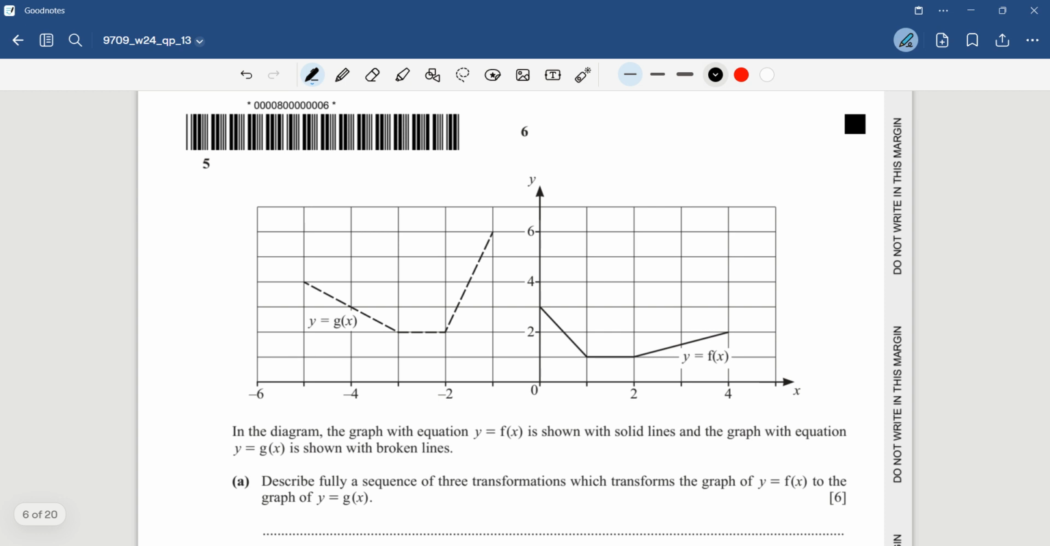Question number 5. In the diagram, the graph of y equal to f(x) is shown with a solid line. So this is the solid line. So this is your original graph, which is a solid line. Okay, the original graph. Okay, and the graph with the equation of y equal to g(x) as a broken line. Okay, so this is a broken line, g(x). Describe fully the sequence of three transformations which the graph of y equal to f(x) undergoes. So this is my original, okay, and this will be my transformed graph.